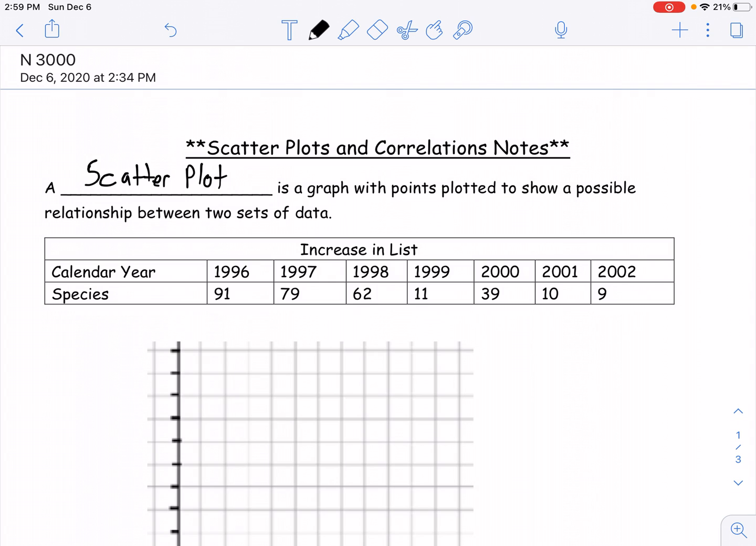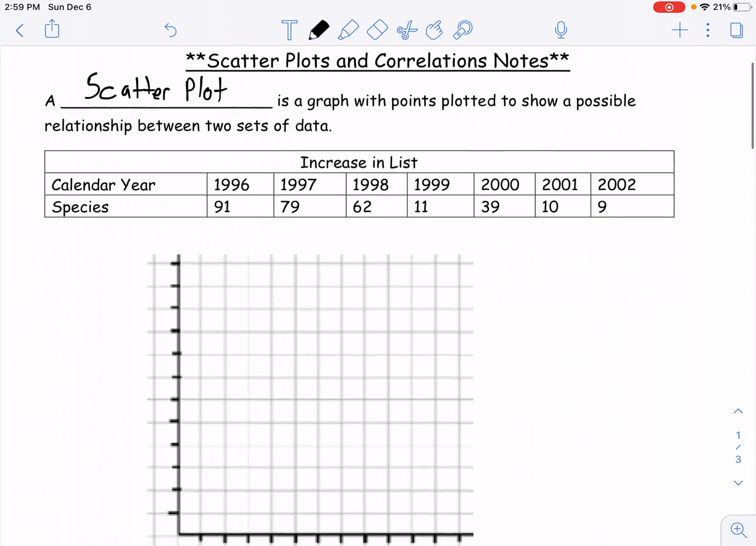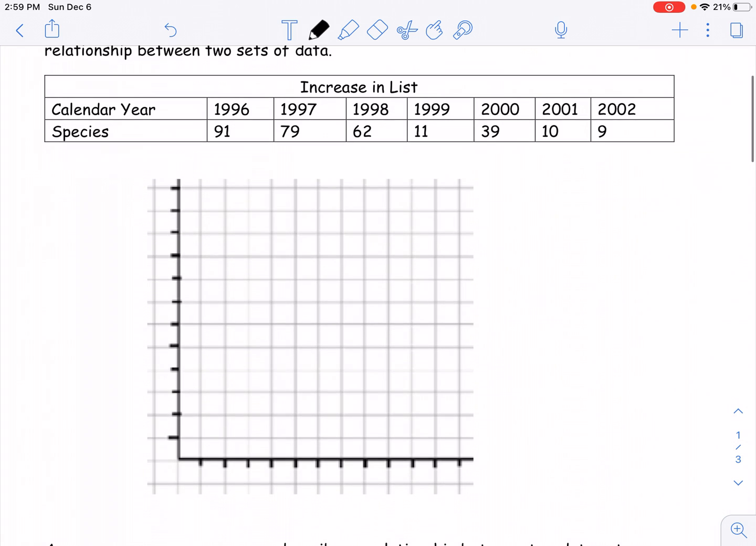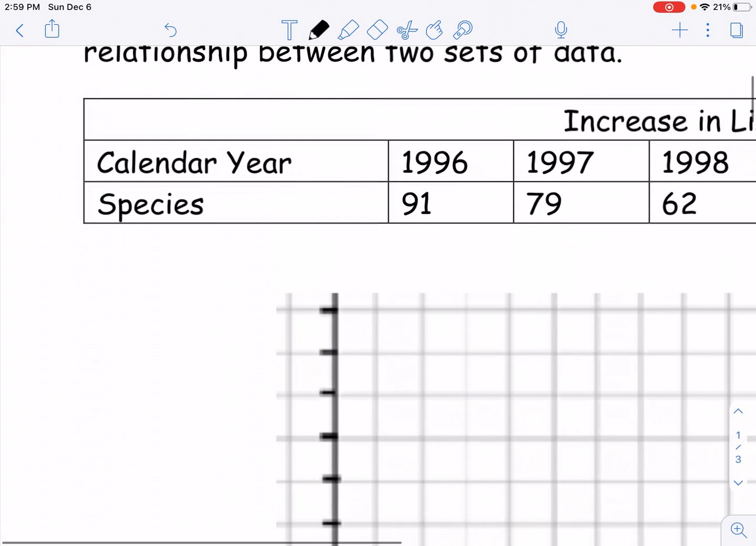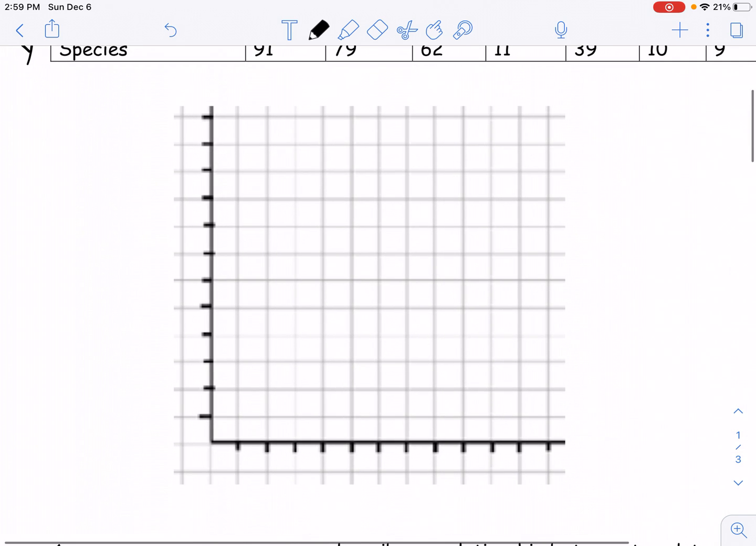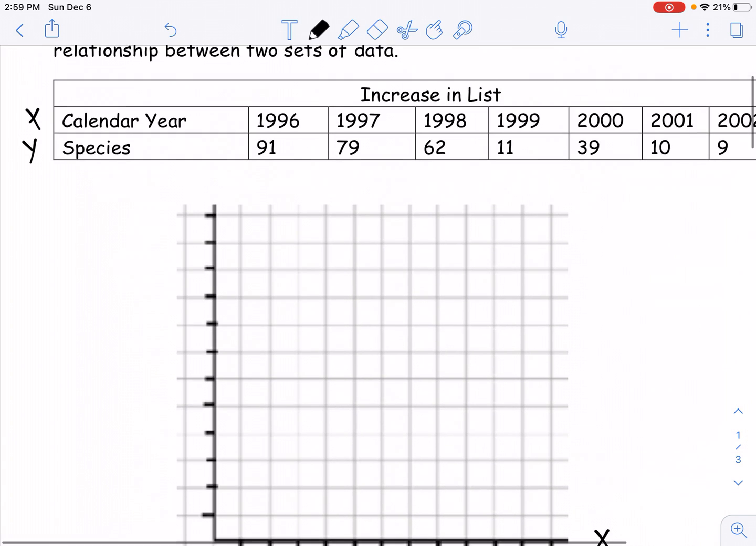And so what we can take is, for instance, this example here where it says increase in list, and we have a calendar year versus species. And we can see if there's some kind of a relationship that forms. Now, we could call the calendar year our x values and the species our y values, and then start to plot them on our coordinate plane.